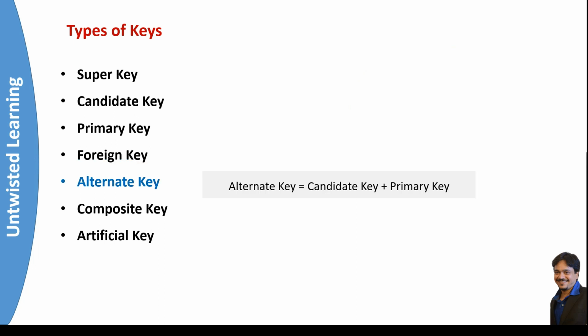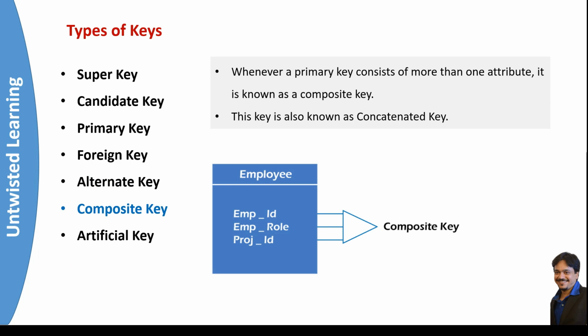Now alternate key is simply your candidate key plus primary key. So all the unique columns in the table are called as alternate key. Composite key. Now, whenever a primary key consists of more than one attribute, it is known as composite key. In the beginning of this lecture itself, I have explained to identify a RAM, you may need first name, middle name, or last name to identify uniquely. So these three columns form the composite key, a set of attributes, or it is also called as concatenated key. If you combine employee ID, employee role, and project ID to identify a unique row or a record or a tuple, then this combination of these three attributes will be termed as a composite key.